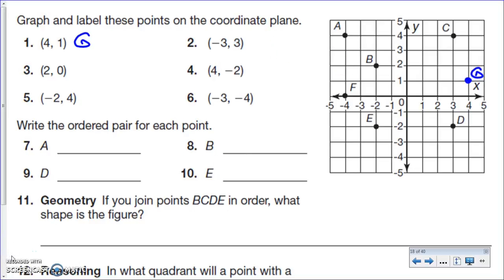For 2, we have (-3, 3), so we're going to label this point H. So we go over to -3 on the x-axis, and then up to +3 on the y-axis. Put a point and label it H. For 3, we're going to label this point I. So we go over to 2 on the x-axis, and it says 0 for the y, so this point is actually going to be on the x-axis.